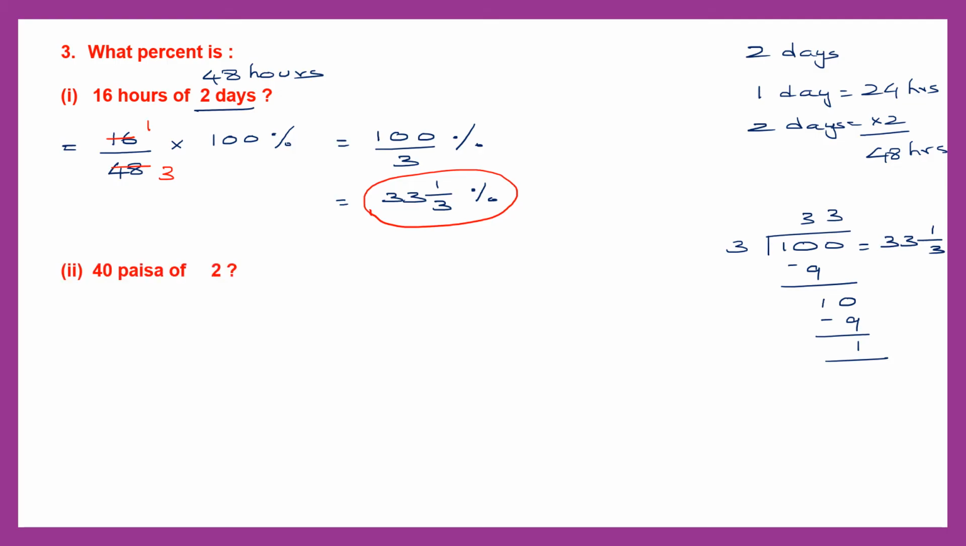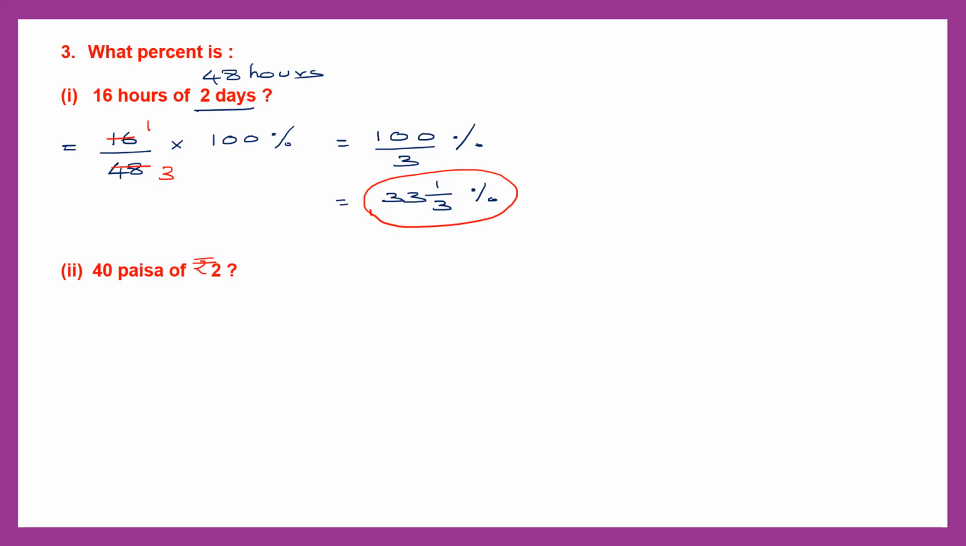Question 2. What percent is 40 paisa of 2 rupees? Again, the units are different. Here we have paisa and here we have rupees. Which is the bigger unit? Rupees is bigger. So convert 2 rupees into paisa. So 1 rupee is 100 paisa. That means 2 rupees will be 200 paisa, isn't it? So we have converted this to 200 paisa.